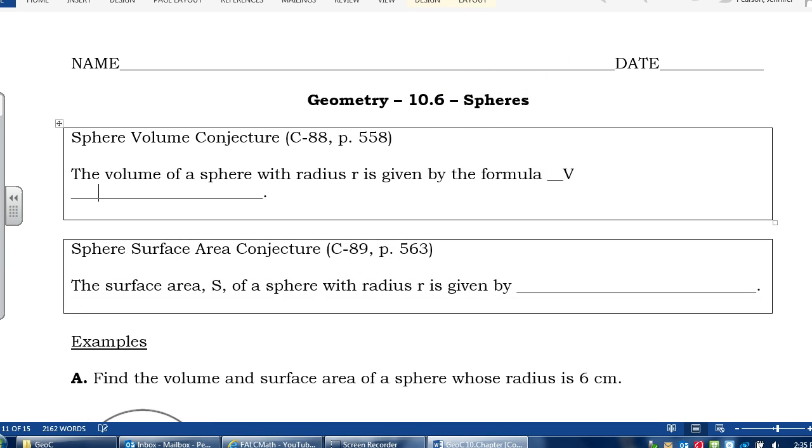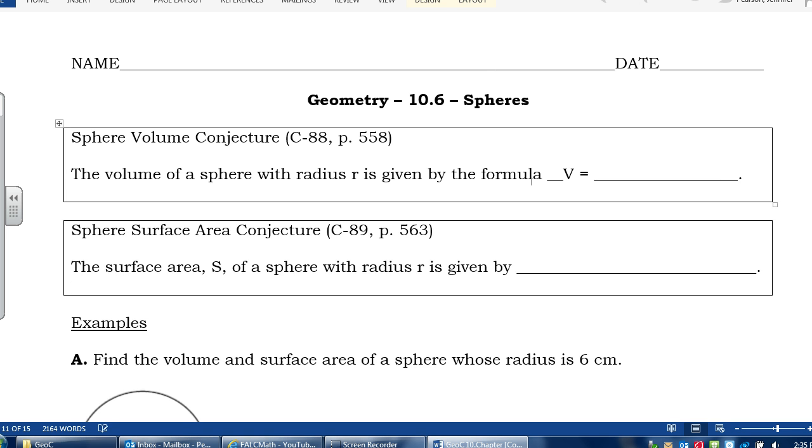So, the volume formula for a sphere starts with V equals. Traditionally we would see 4/3 pi, but I'm just going to go 4 times pi, and I'll put the third at the end. 4 times pi times the radius to the power of 3 divided by 3. So 4 times pi times the radius cubed divided by 3.